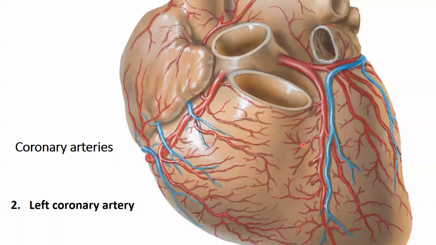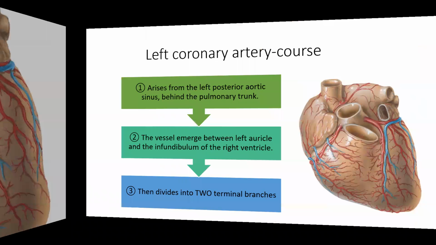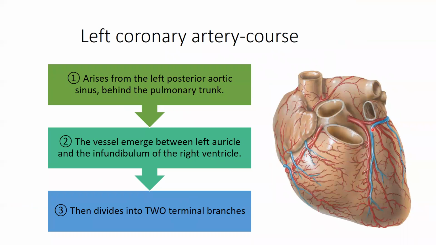Okay, that's all about the right coronary artery. Now we move on to the left coronary artery. This is the left coronary artery. The left coronary artery, the course is actually simpler than the right. Number one, it arises from the left posterior aortic sinus behind the pulmonary trunk.